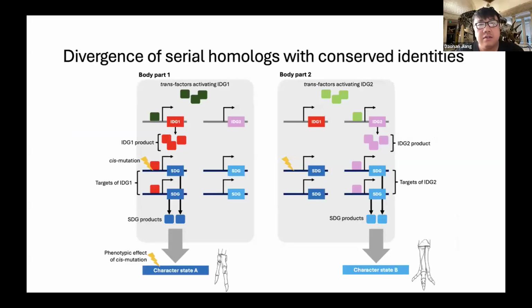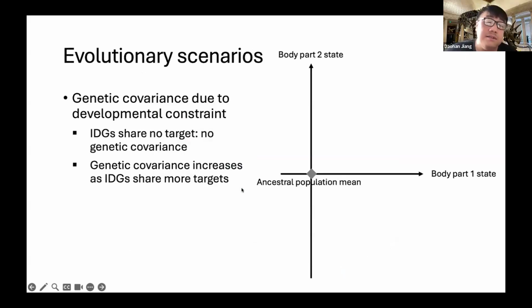The first kind is divergence of serial homologs with conserved identities. So the identity gene expression is conserved over time, but there will be cis-regulatory mutations affecting the serial homolog expression in specific body parts. For example, like this one, it happens in this gene's regulatory element. So it will only affect the phenotype of a certain character where it is expressed. You can imagine these as tetrapod limbs. We examine a series of evolutionary scenarios.